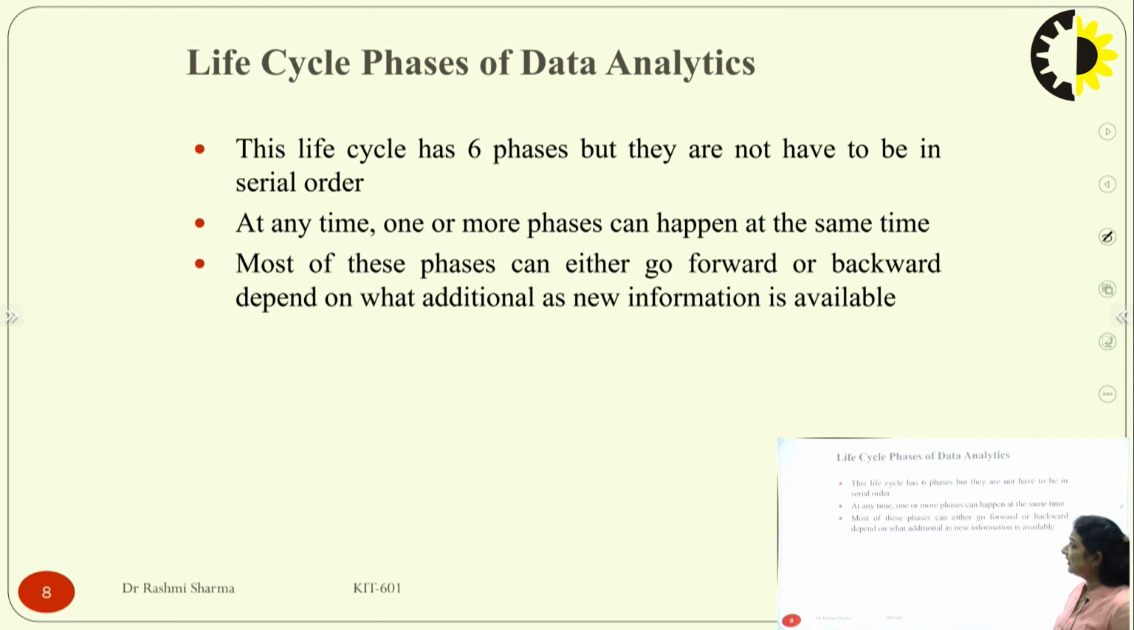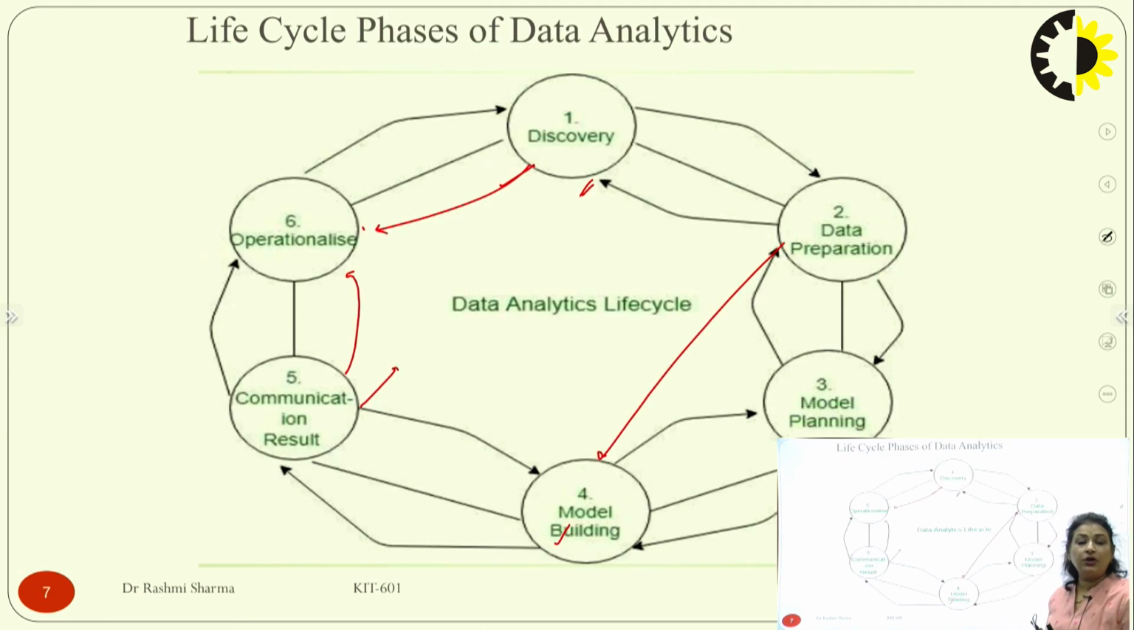So the life cycle has practically 6 phases, but they do not have to be in this particular serial order. As I told you, at any time, one or more phases can happen at the same time. It means we can do parallel processing or parallel execution of these steps. For example, I'm cleaning the data and looking into what glitches and noise are there in that data.